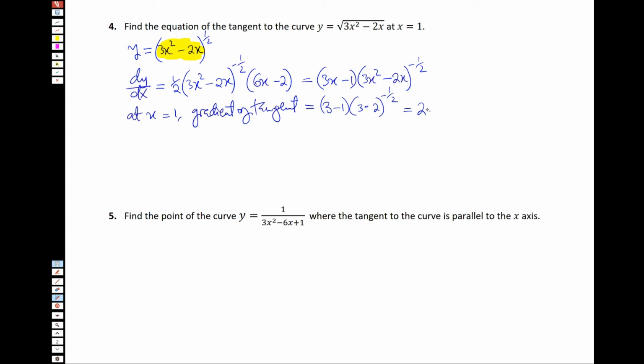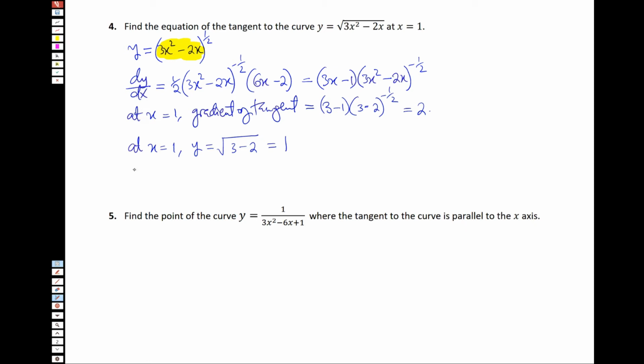But you're interested in the equation. So we need the corresponding y coordinate at that point. So then to find the y coordinate, we can just substitute 1 in place of x in this equation. At x equals 1, y will be equal to the square root of 3 − 2, which is just 1. So when x equals 1, y equals 1.